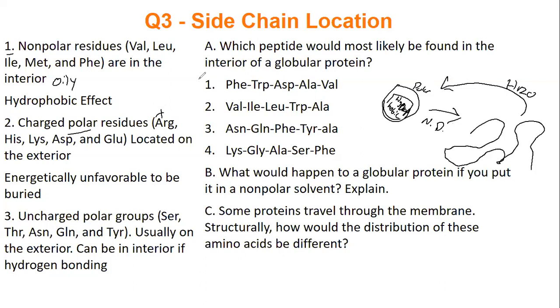So our last question here, again another big brain one. Some proteins travel through the membrane. They are embedded in the membrane. So here's a protein, right, we have some that are in the membrane. Based on our knowledge of globular proteins on this slide, how would proteins that go through the membrane be different? Like, how would their distribution of amino acids be different?